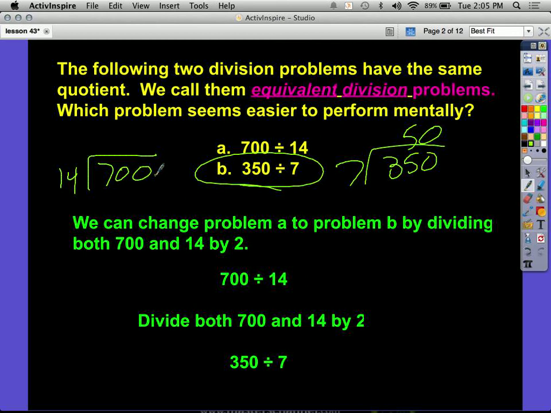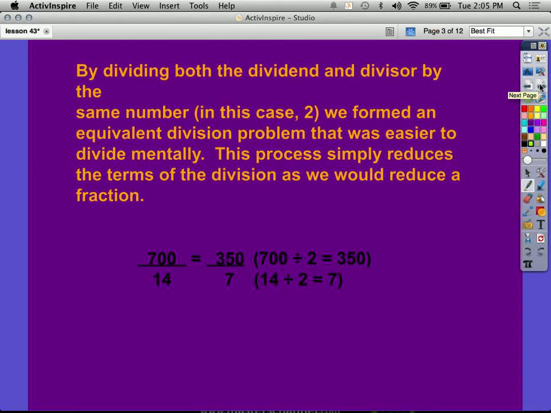So we can change problem A to problem B by dividing both 700 and 14 by 2. When I divide both 700 by 2 and 14 by 2, I end up with problem B. By dividing both the dividend and the divisor by the same number, in this case 2, we formed an equivalent division problem that was easier to divide mentally. This process simply reduces the terms of the division as we would a fraction.